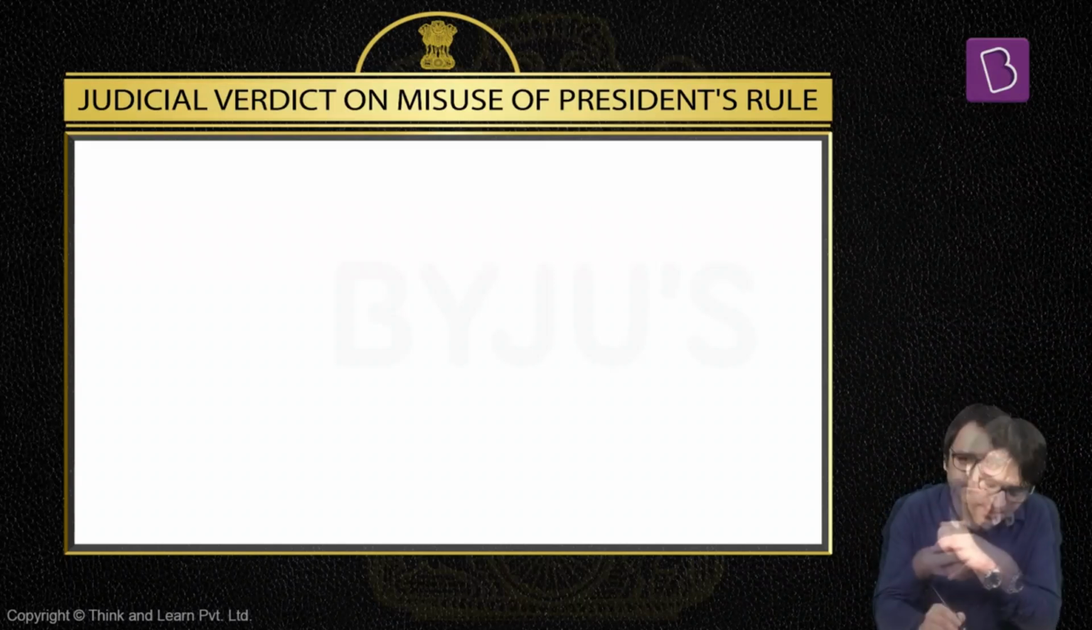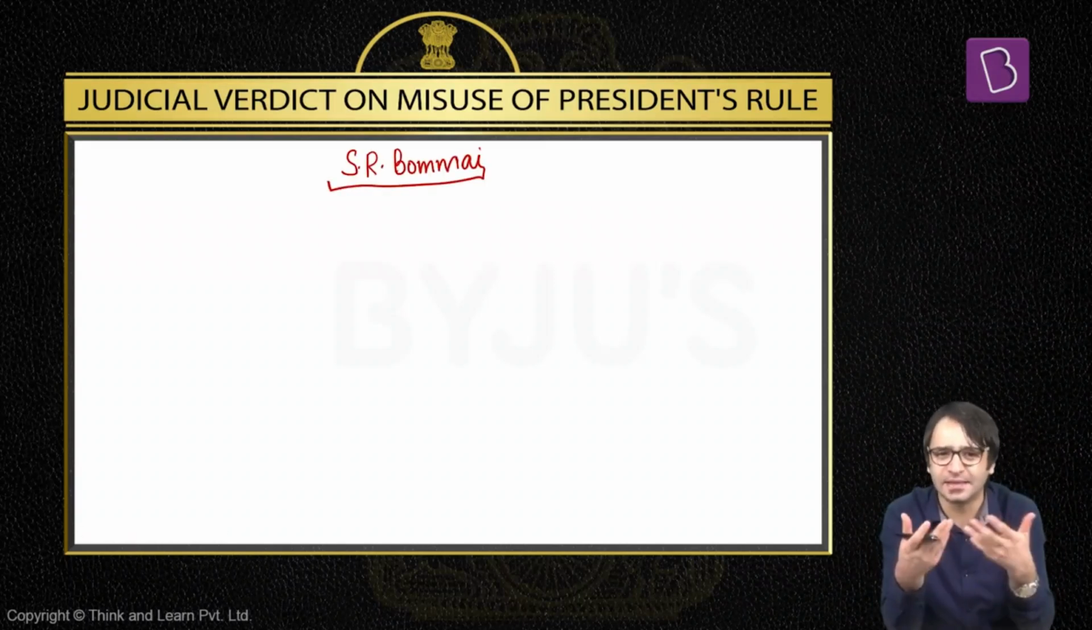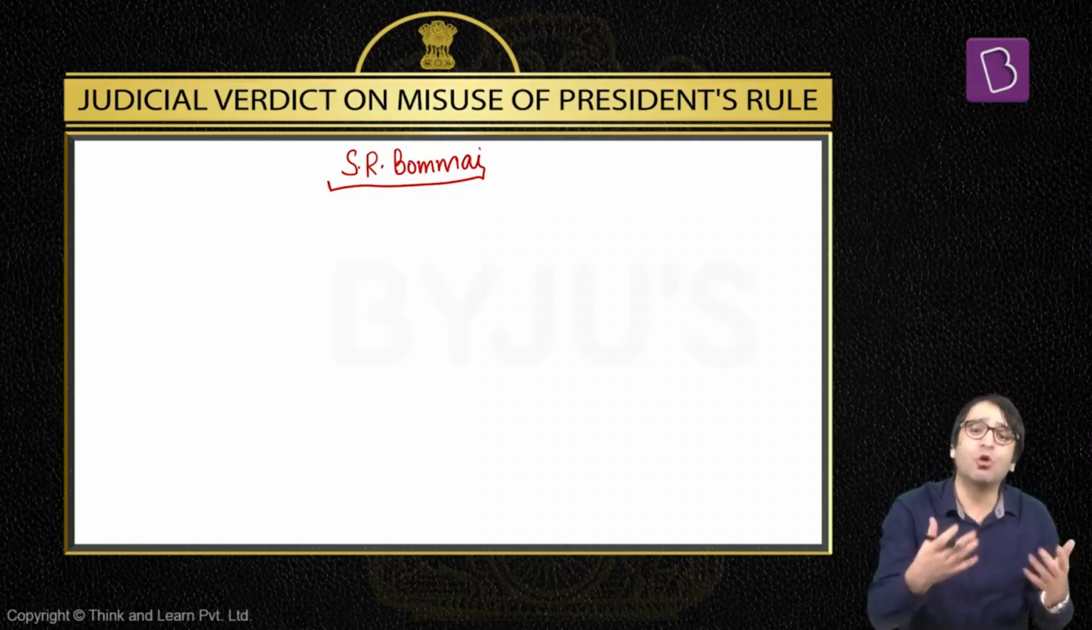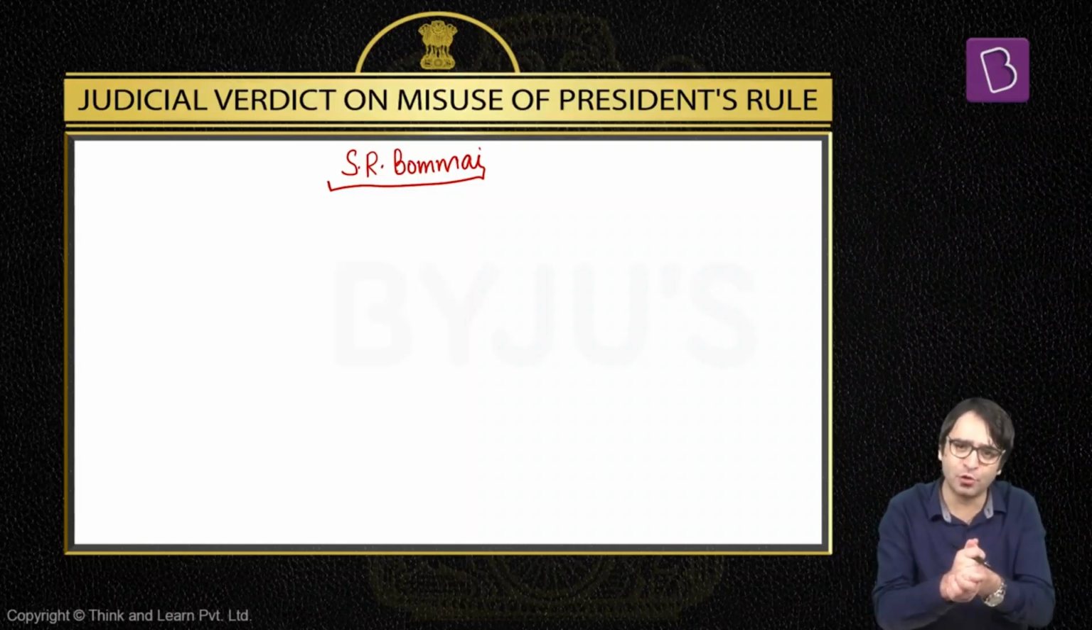But something unique happened in Karnataka. S.R. Bommai was the chief minister of Karnataka from 1988 to April 1989. He was the chief minister, his party was Janata Party. There was another party, Lok Dal. Janata Party and Lok Dal merged, and they came to be known as Janata Dal Party.